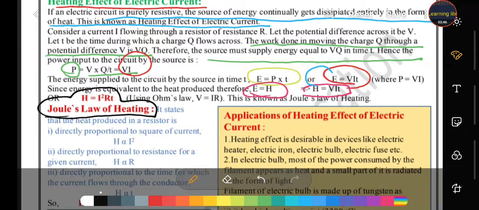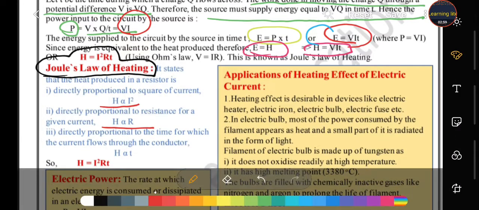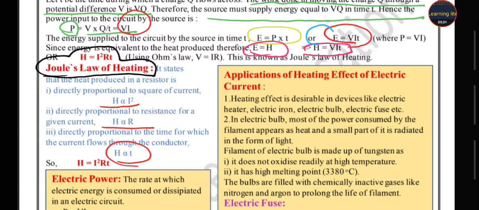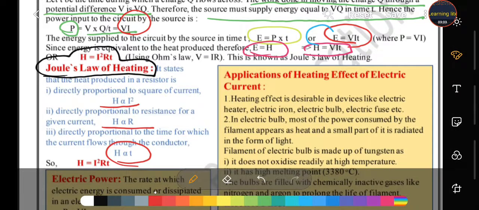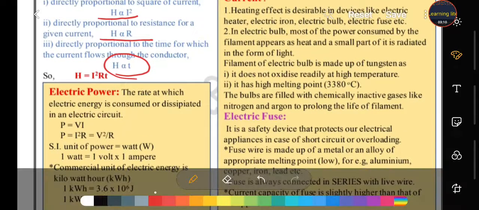So students, by this Joule's law of heating, we say that H is directly proportional to I square, H is directly proportional to R, that is resistance, and also H is directly proportional to T, for how much time the current flows. This gives us the Joule's law of heating. Okay students. Next is our electric power.